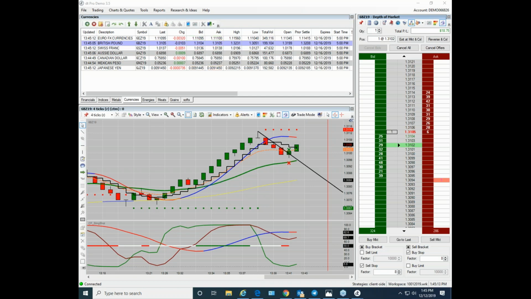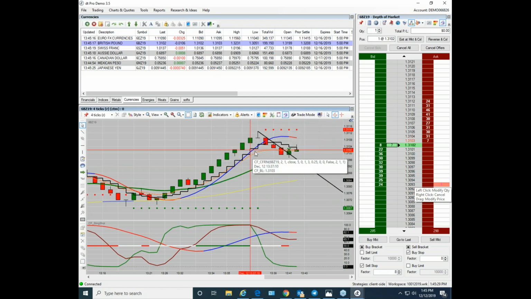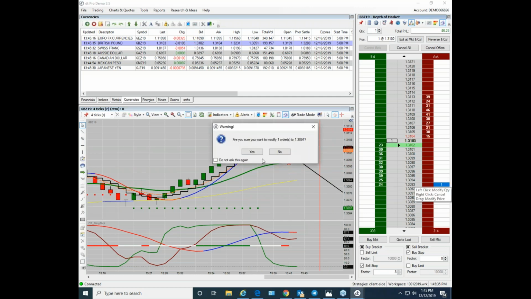How do you do that? Here's what you do. Here's our stop. Left click over it, keep your mouse down, drag and release it. Okay, that's all you have to do. Let me make sure it's 8 ticks away.